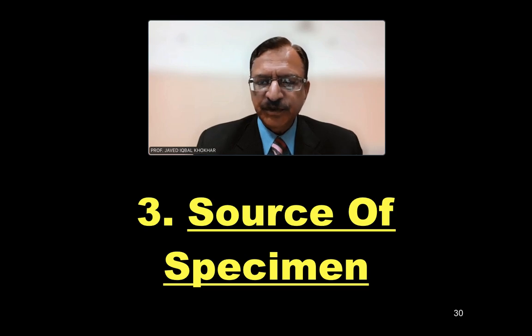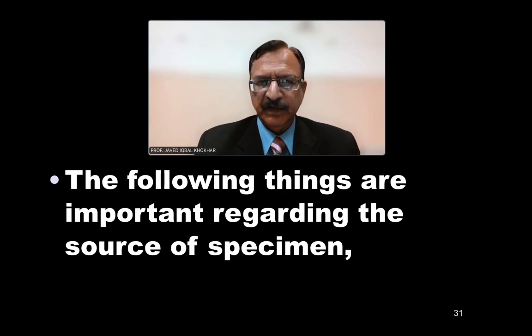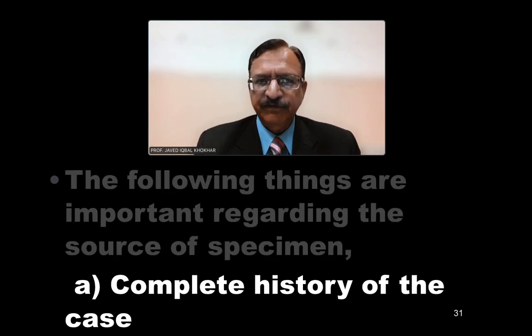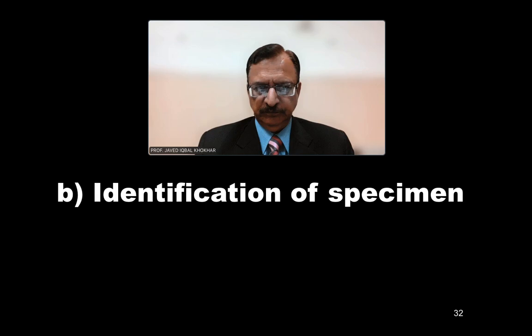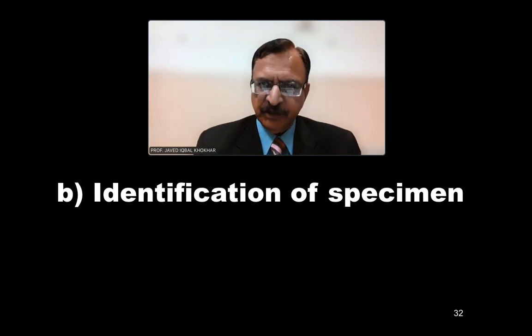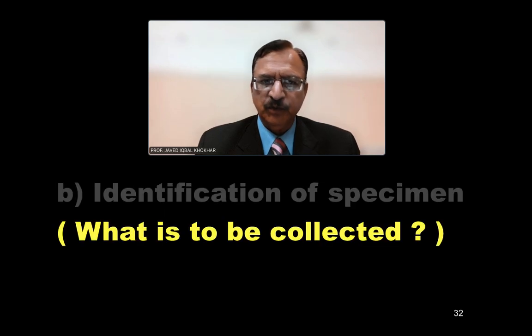Now, regarding the source of the specimen, from where it is to be collected. Regarding the source, an important step is that you should first gather the complete history of the case. Apparently it looks alike, but when you go into detail, the complete history will help you decide which specimen is to be collected and from where. Then identification of the specimen: you should identify which specimen is to be collected, that means what is to be collected. It is only possible when you go through the detailed history.